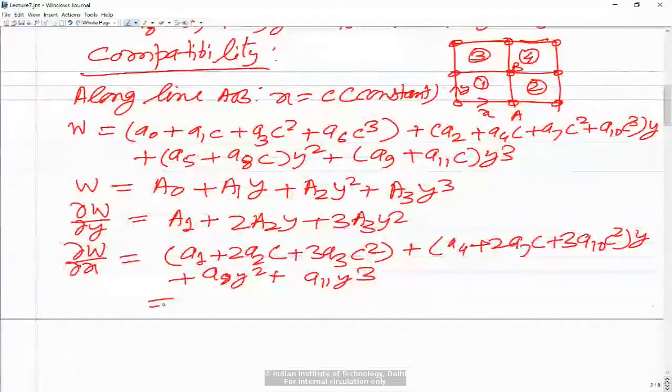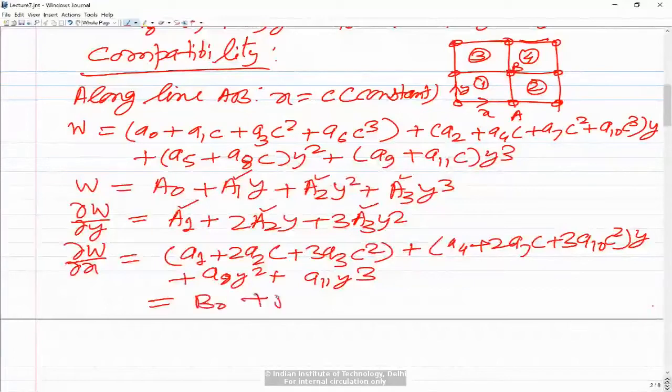And you will see, in the W and del W by del Y, these constants are the same. This is the same as what you have here. But you will see that in del W by del X the constants are different. They are not the same as a0, a1, a2, a3. So these constants are, let us say, some b0 plus b1y plus b2y square plus b3y cube. So these are a different set of constants.